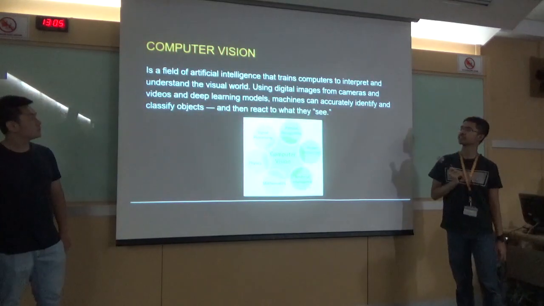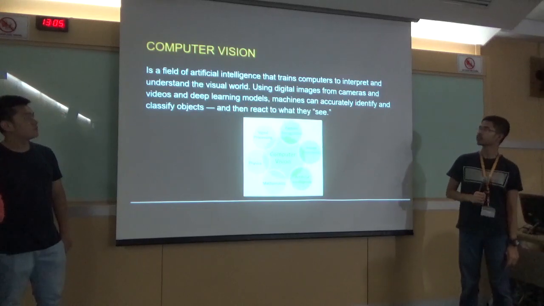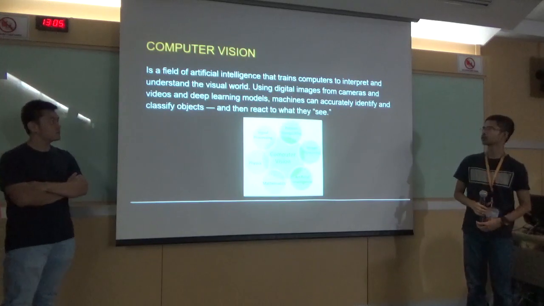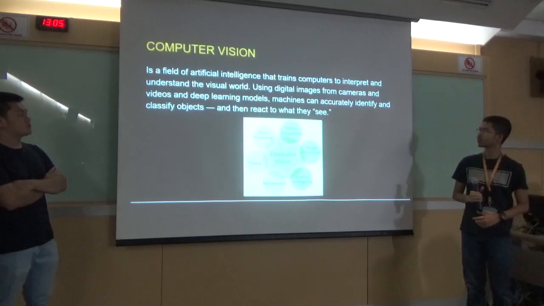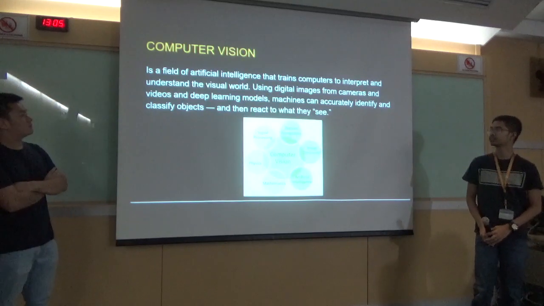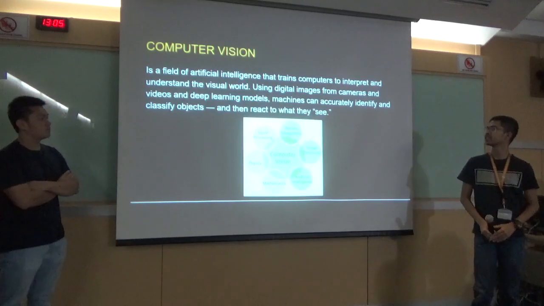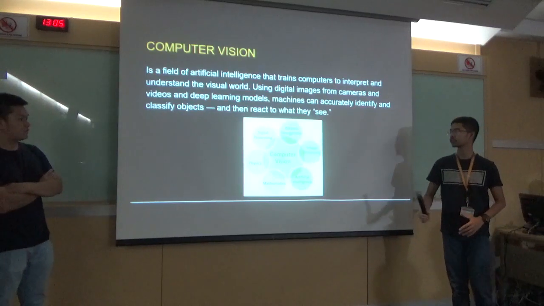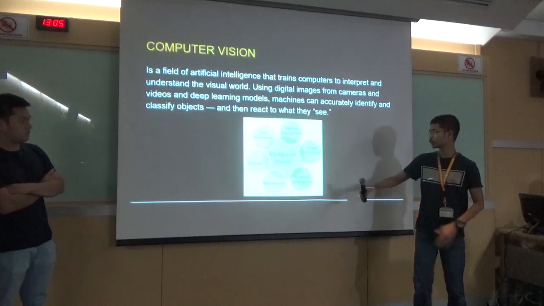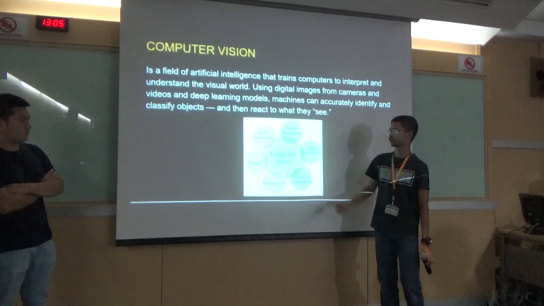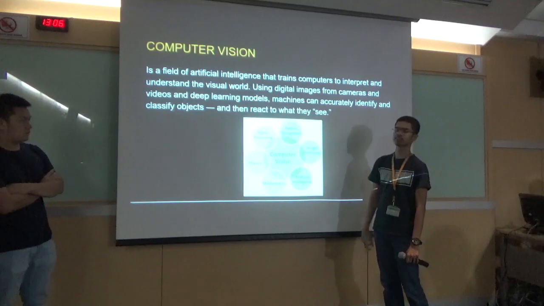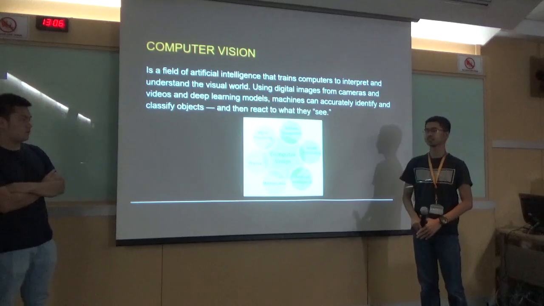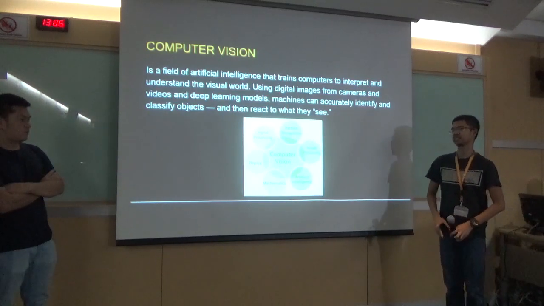The definition of computer vision is a field of artificial intelligence that trains computers to interpret and understand the visual world. Using digital images from cameras and videos and deep learning models, machines can accurately identify and classify objects, and react to what they see. For example, we use image processing, pattern recognition, and signal processing.